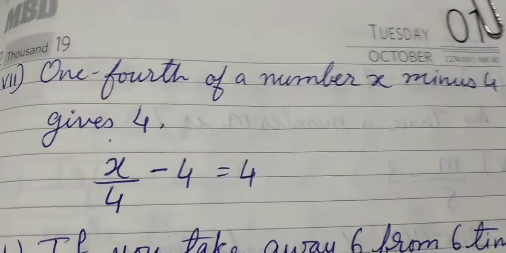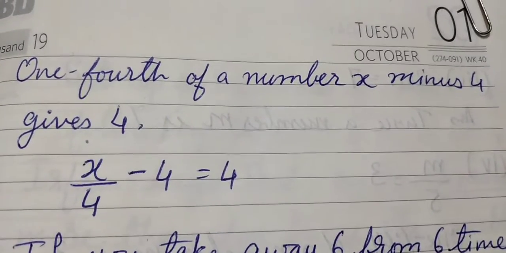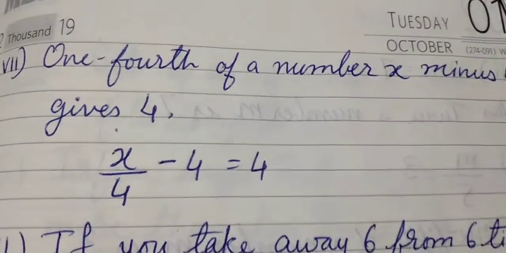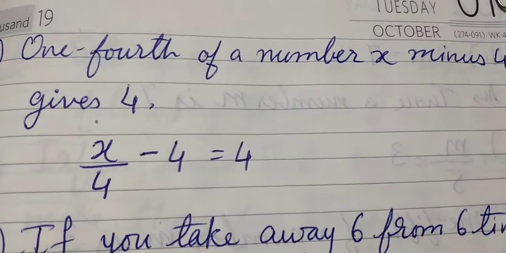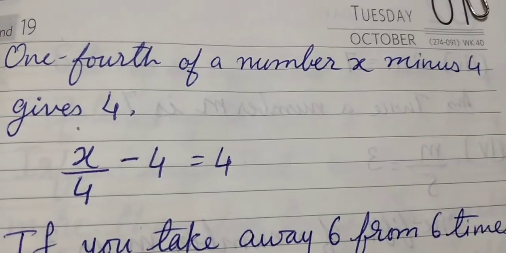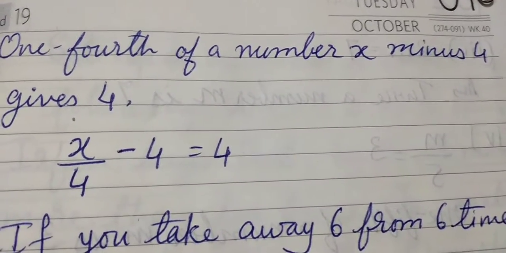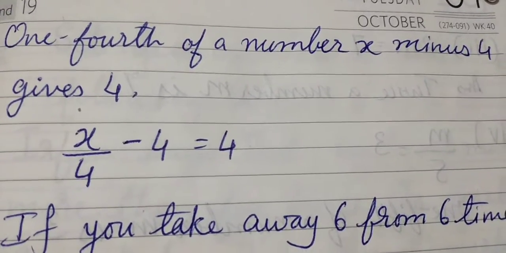Next one, 1/4 of a number x minus 4 gives 4. 1/4 of a number x, that's equal to x upon 4, minus 4, subtraction sign, is equal to 4.